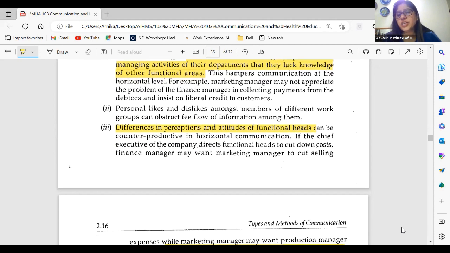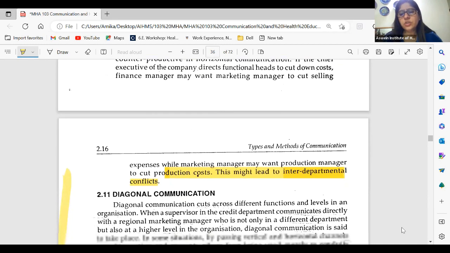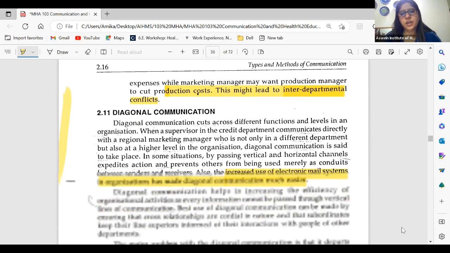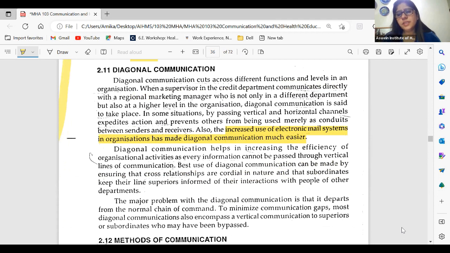Okay, then the functional heads always have their own perceptions and differences in attitude. This can affect the productivity and resolving the issues, or basically the communication which was transferred from the top management. The divisional heads or zonal heads don't adapt themselves to that. So the information is diluted, and ultimately there are some interdepartmental conflicts.